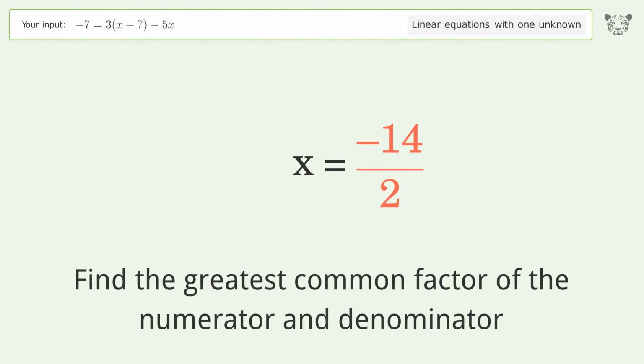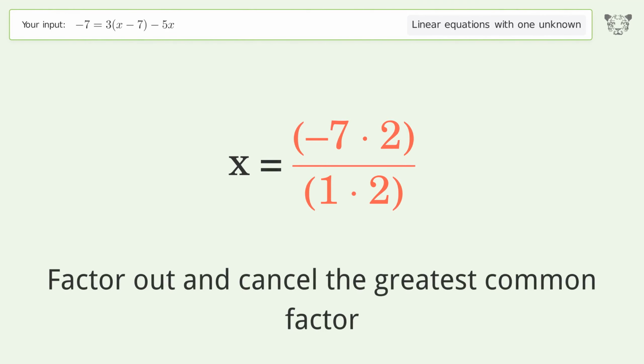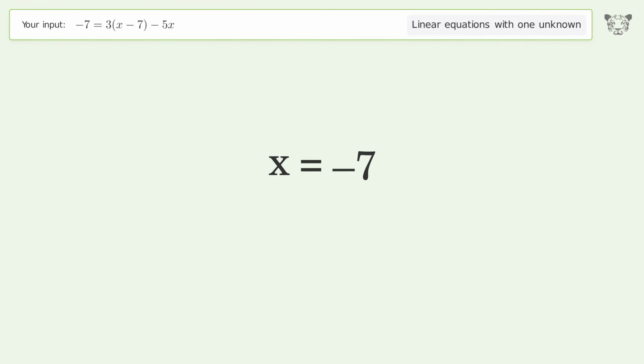Find the greatest common factor of the numerator and denominator. Factor out and cancel the greatest common factor. And so the final result is x equals -7.